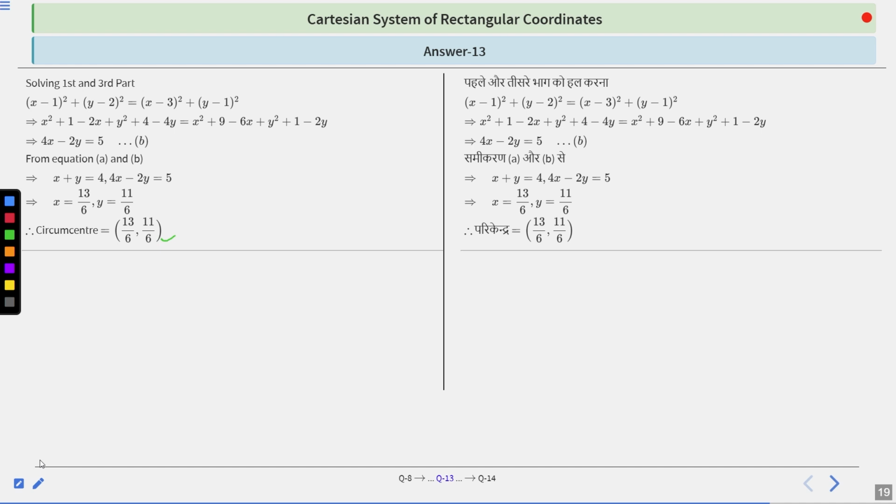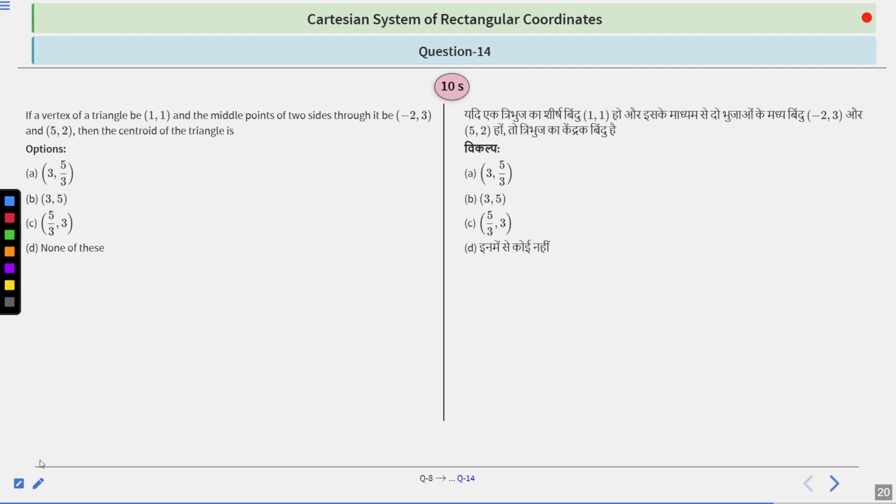Okay, let us move to the next question. Question number 14. Question number 14 says if the vertex of a triangle be (1, 1) and the middle points of two sides through it be (minus 2, 3) and (5, 2), then the centroid of the triangle is. We basically have to find the centroid of the triangle. Got it?